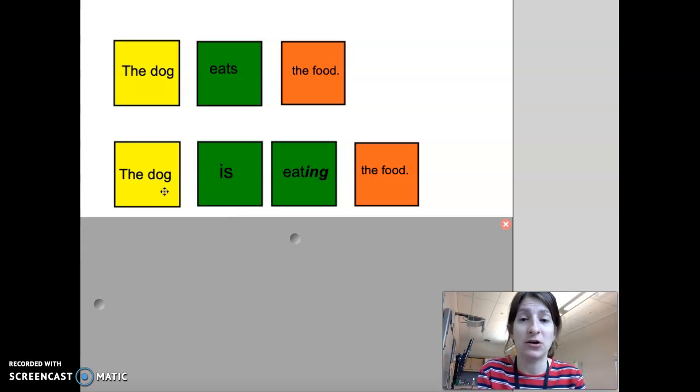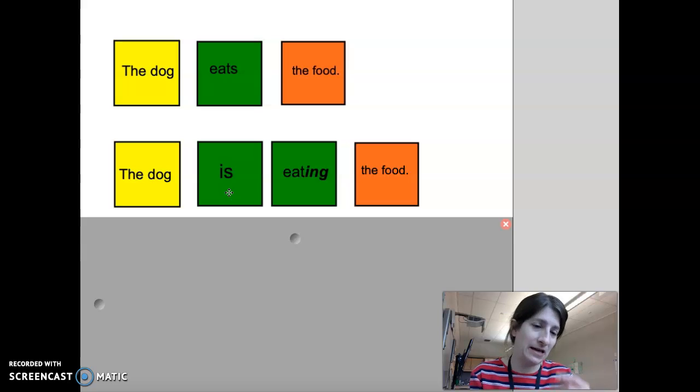So here I say the dog is eating the food. Notice I needed a form of to be, like am, is, or are, and I needed ing. En español necesité una forma de estar, como está, estás, están. Y también necesité el sufijo ando o yendo. In English, you say ing. The dog is eating the food. El perro está comiendo la comida.